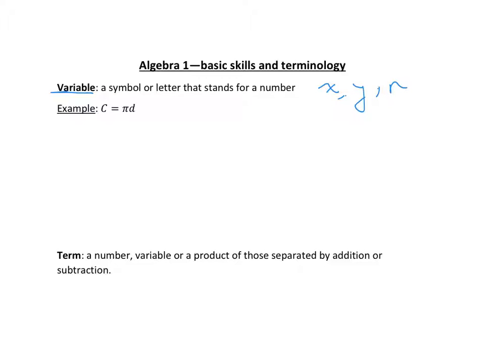C and d are variables here, representing circumference and diameter of a circle. And the letter pi, although it is a letter, actually is not a variable here because it does represent a fixed value, which is approximately 3.14.